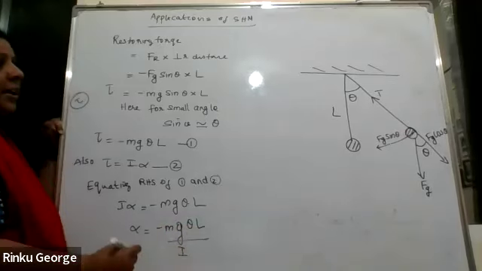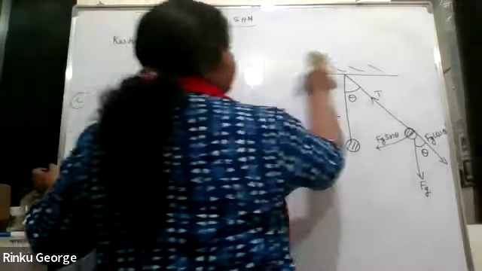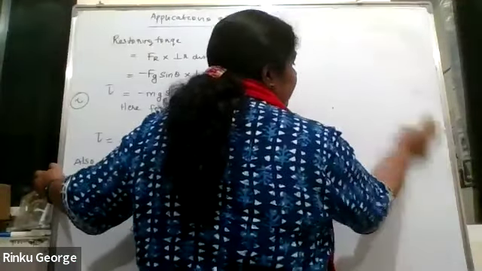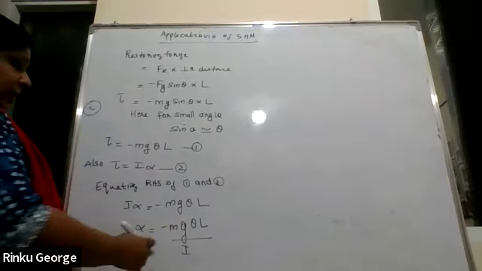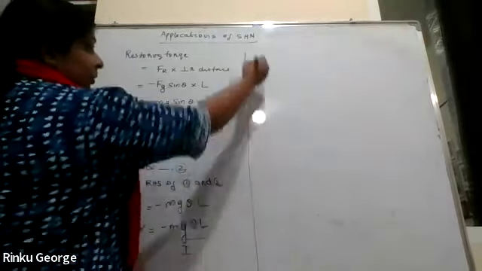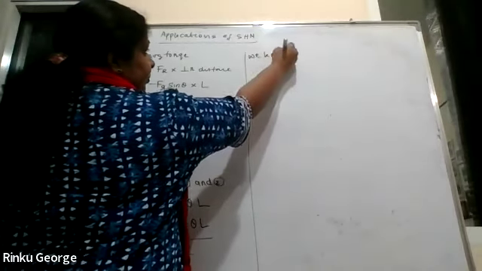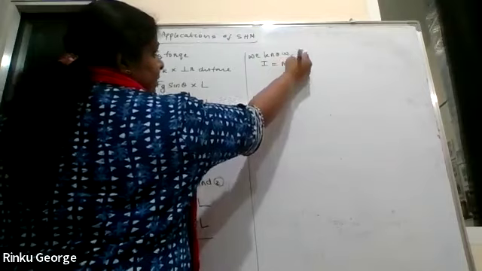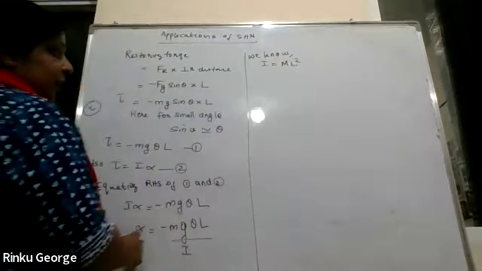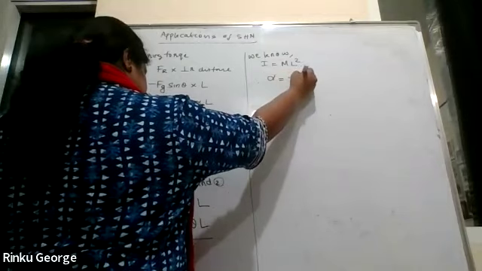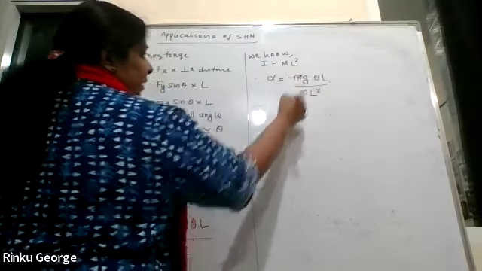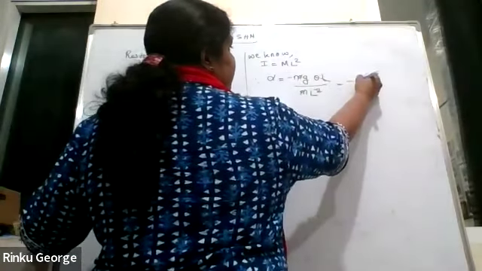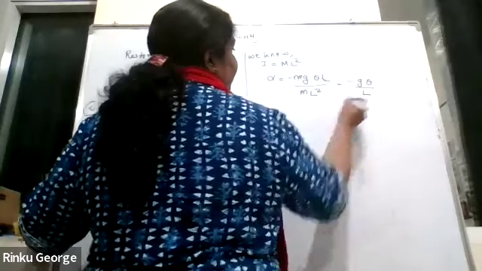I. Now what is I? What is moment of inertia? mr square, right? Here it will be ml square. We know I is equal to ml square. Therefore, alpha can be written as alpha is equal to minus mg theta L by ml square. M cut, L cut. So, alpha is equal to minus g theta by L.